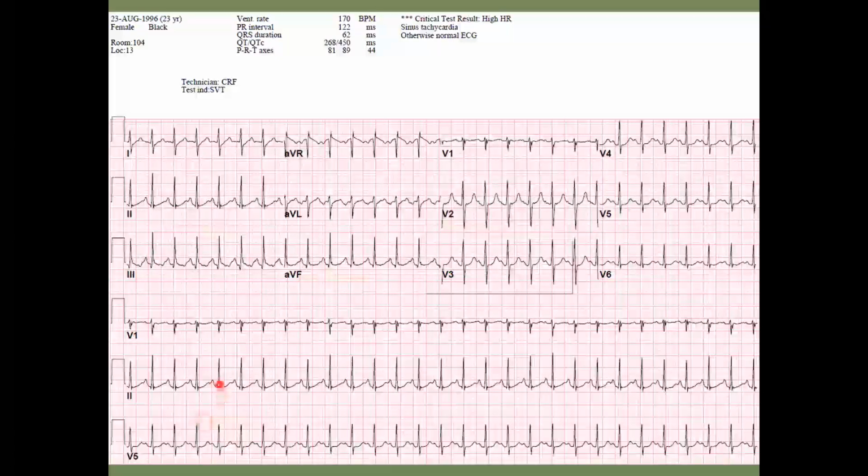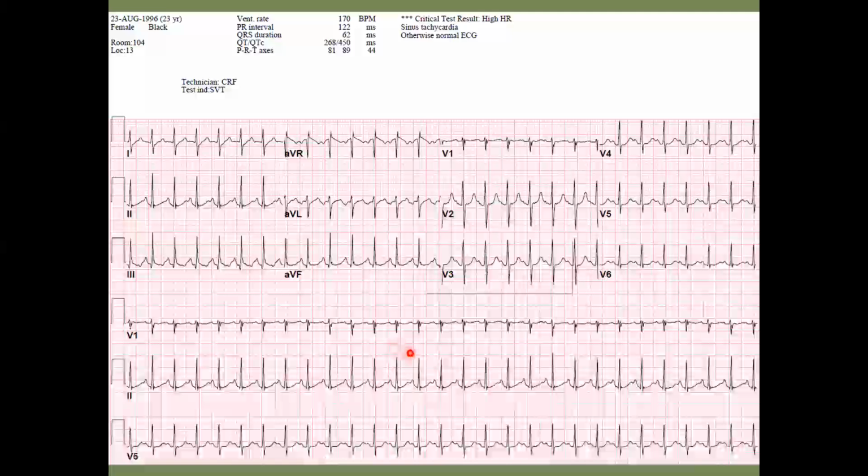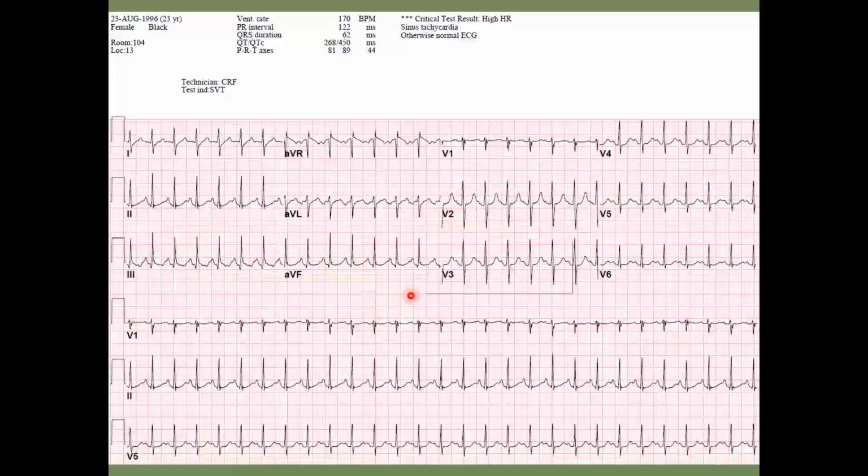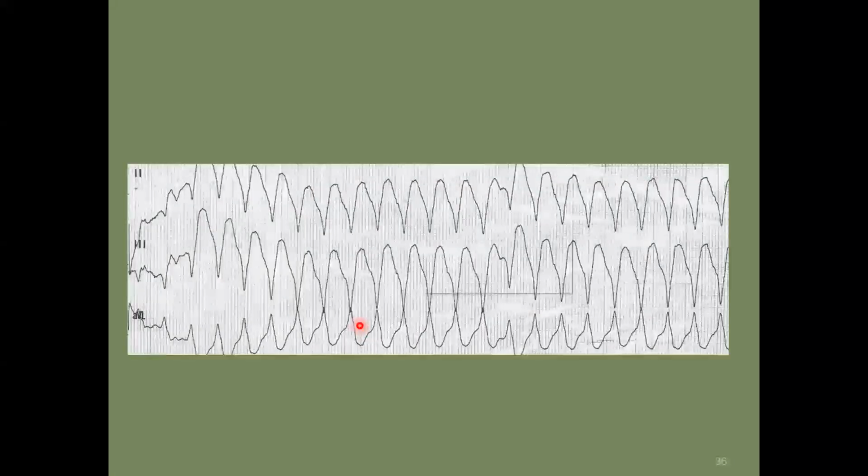Now, if you look down here, we can see that we've got P waves here. So, this person, the type of SVT may be an atrial tachycardia. It's narrow. If they're stable, we can try medications to try to slow it down. We try some vagal maneuvers to try to slow it down. All right, what do you think?